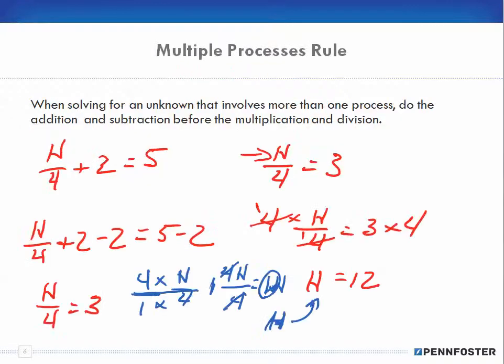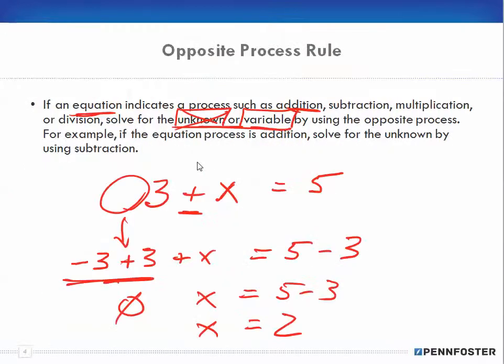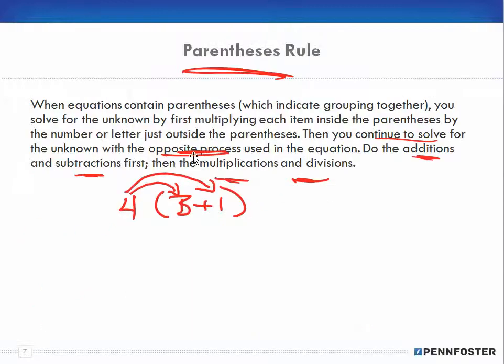You had that in the previous rule, the multiple process rule. It also said continue to solve for the unknown using the opposite processes, right? Well, we have the opposite process rule. So we're combining several of the rules together as part of the parentheses rule in order to solve, because it's becoming more complicated. Remember, we're trying to solve for the unknown, the variable b. So I take 4 times b as 4b, and then I have 4 times a plus 1, which is a plus 4. Okay.